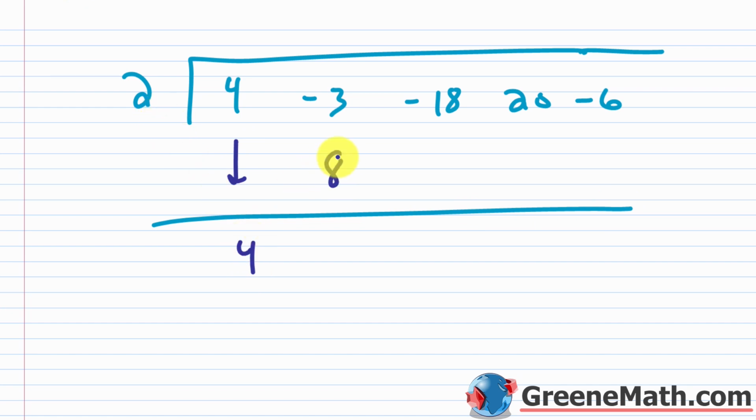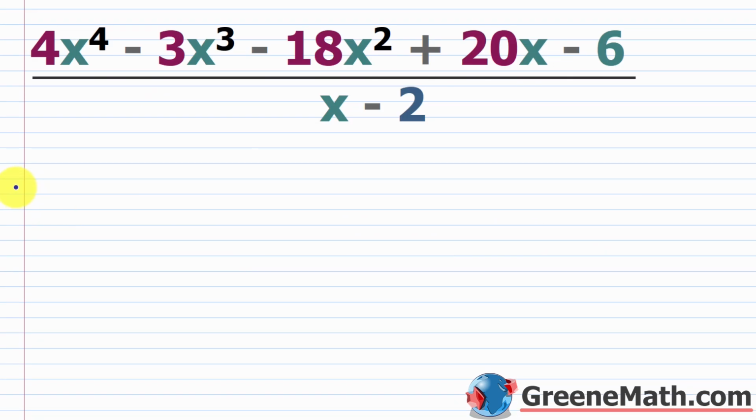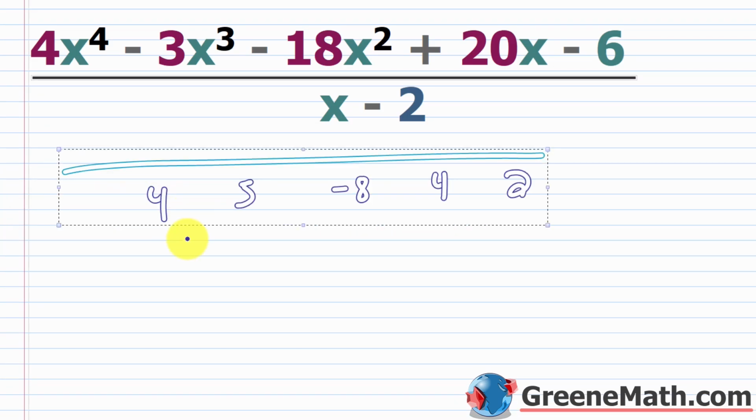So 2 times 4 is 8. Negative 3 plus 8 is 5. 2 times 5 is 10. Negative 18 plus 10 is negative 8. And then 2 times negative 8 is going to be negative 16. 20 minus 16 is 4. 2 times 4 is 8. Negative 6 plus 8 is going to be 2. All right, let me paste this in here like this.